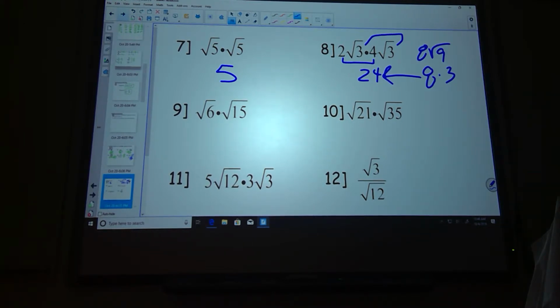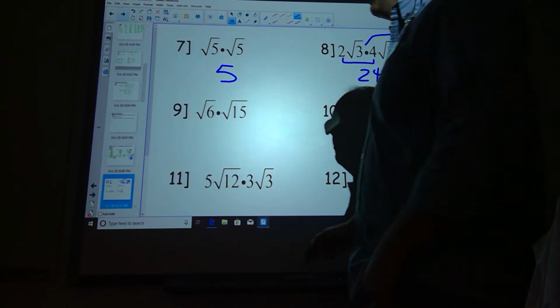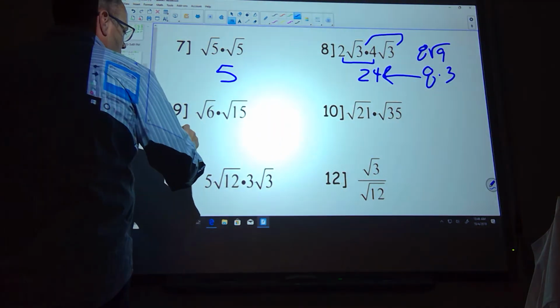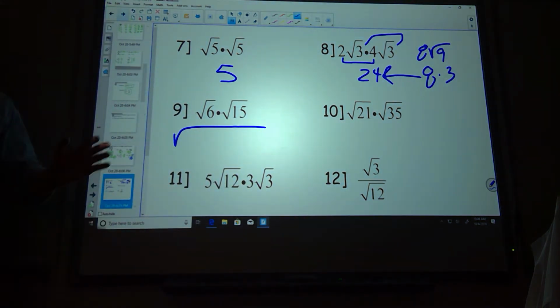Now, there's all kinds of ways that we can start going about these. Starting with number 9. Now, some of you are like, dude, 6 times 15, let's go with it. That's awesome, if you see it right there, right then and there. But this might be an easier way to do it. I'm going to put everything under the radical sign. Are you still with me?